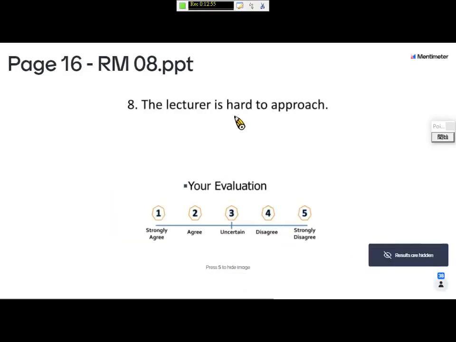And how about this? The lecturer is hard to approach. What do you think about the statement? What does that mean? It's negative. Yeah, negative I know, but what does that mean for this one? The lecturer is hard to approach. Are you talking about the literal sense? I mean the meaning of the sentence. It means that you give us a feeling that you're very distant. This is your understanding. Anyone else?